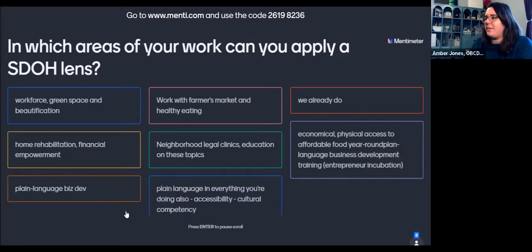All right, so we have plain language business development. I would love to hear more about what that means. If anyone wants to put that into the chat, I'm not as familiar with that. Oh yeah, plain language and everything you're doing. Also accessibility and cultural competency. Yeah, so making something that's easily understood and accessible. And by accessibility, there's a lot of different avenues accessibility can take. That could be mobility and accessibility, like being able to get places. It can also be accessibility as in, when we're thinking about disabilities, are we making the work that we're doing accessible to everyone in our communities? And I think that's a really important piece as well.